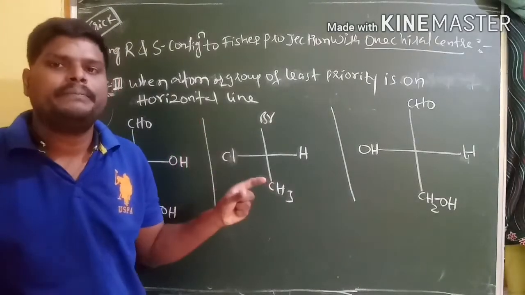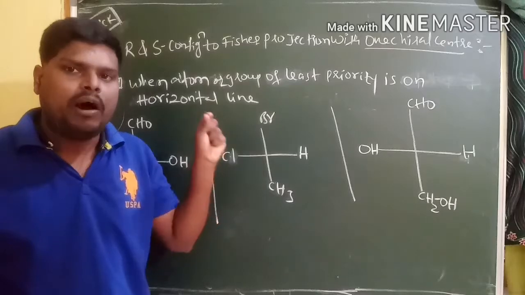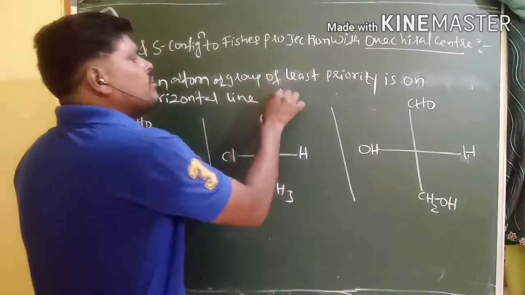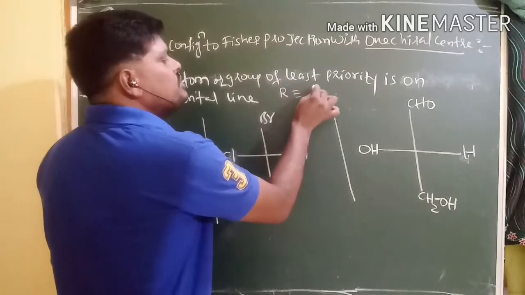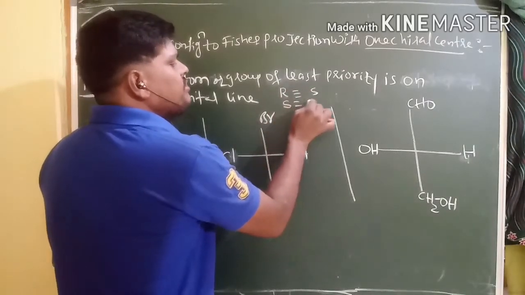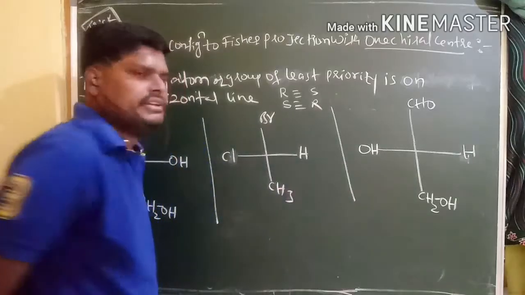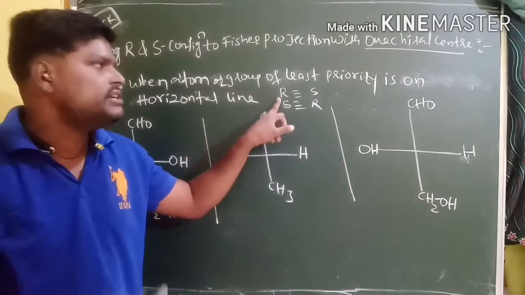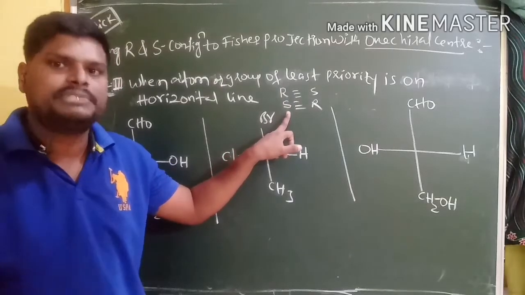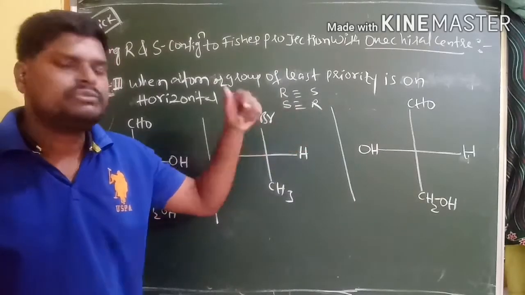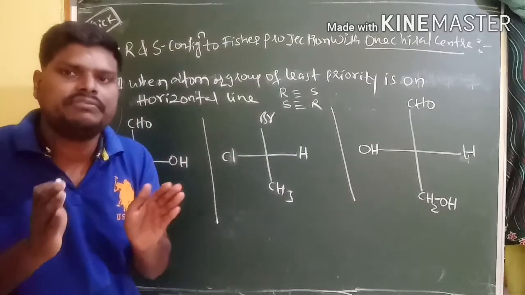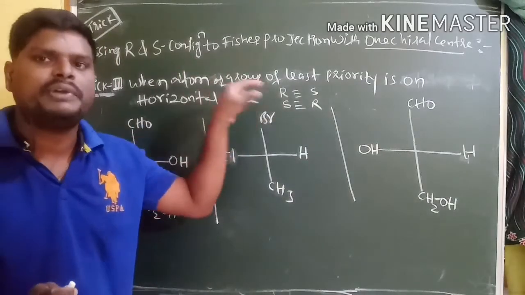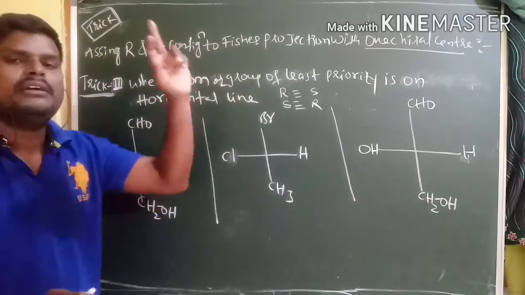In this situation, take the opposite sign of the one obtained. That means R configuration will change to S configuration, and S configuration will change to R configuration. Right? Opposite sign. If R is obtained, it will change to S configuration. If S is obtained, S will change to R configuration. So this is a very, very important trick for R and S configuration when the least priority is on the horizontal line.